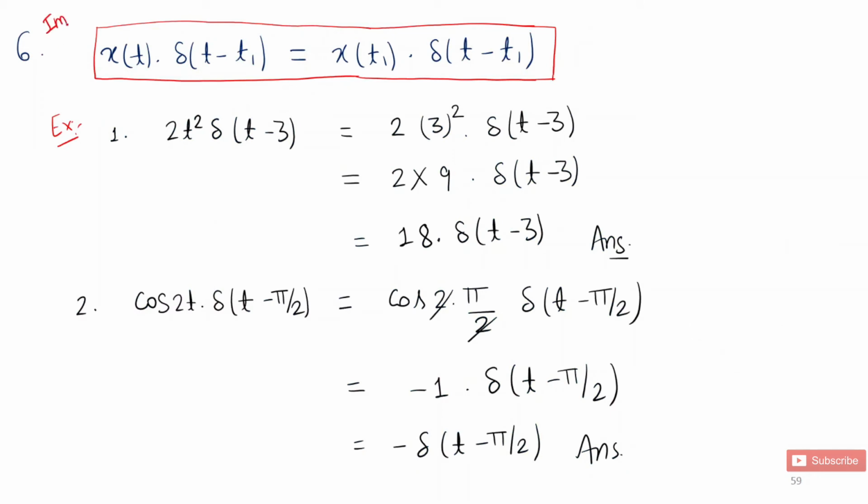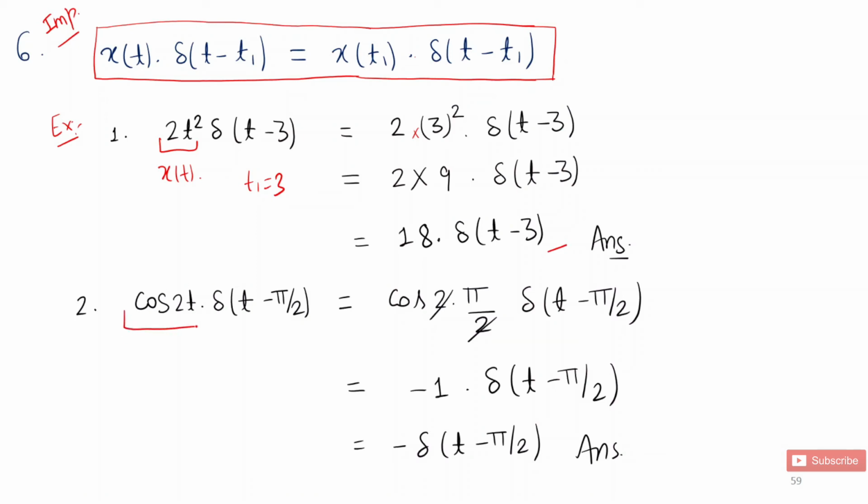Important property: if x(t) into delta of t minus t1, this will be equal to x(t1) into delta of t minus t1. काफ़ी important है but easy है. Example number 1, this is 2t square into delta of t minus 3. 2t square means x(t) into delta of t minus t1. t1 is 3. Now put the property x(t1). So x(t) में आप क्या करेंगे? t1 put कर देंगे. t1 is 3. So 2 into 3 square into delta of t minus 3. So it is 18 into delta of t minus 3.